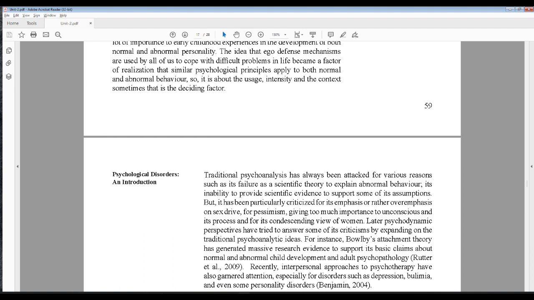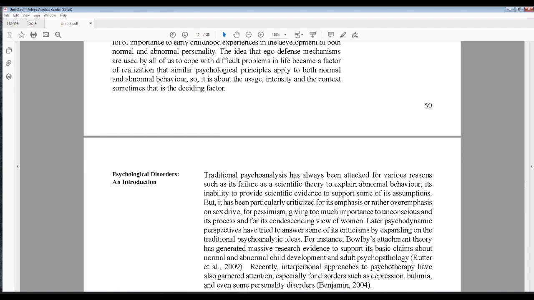Traditional psychoanalysis has always been attacked for various reasons, such as its failure as a scientific theory to explain abnormal behavior, its inability to provide scientific evidence to support some of its assumptions. But, it has been particularly criticized for its overemphasis on sex drive, for pessimism, giving too much importance to the unconscious and its process, and for its condescending view of women. Later psychodynamic perspectives have tried to answer some of its criticisms by expanding on the traditional psychoanalytic ideas.